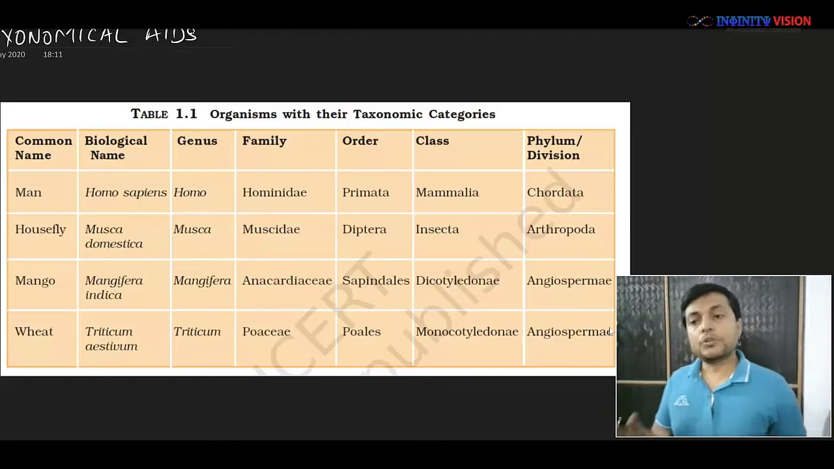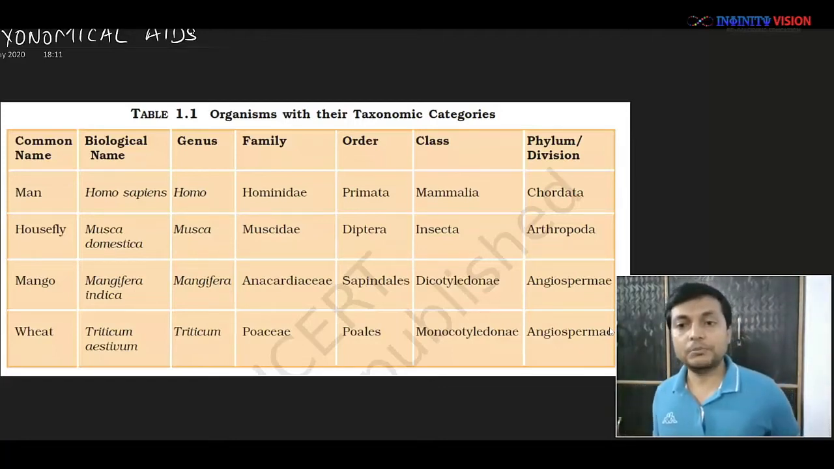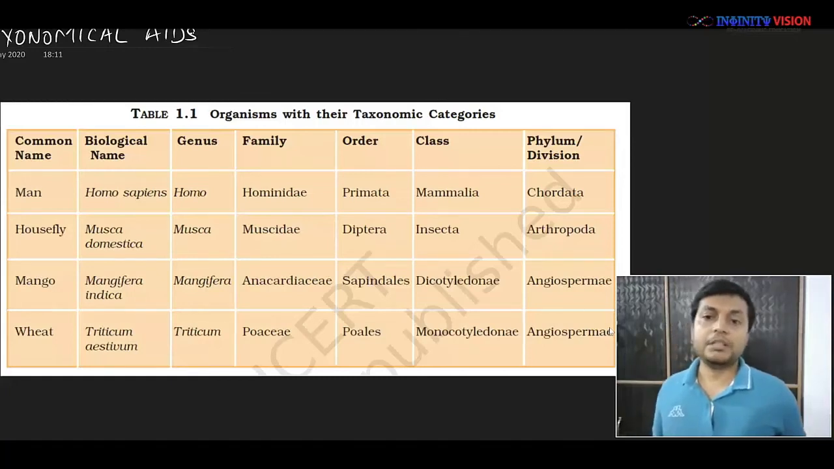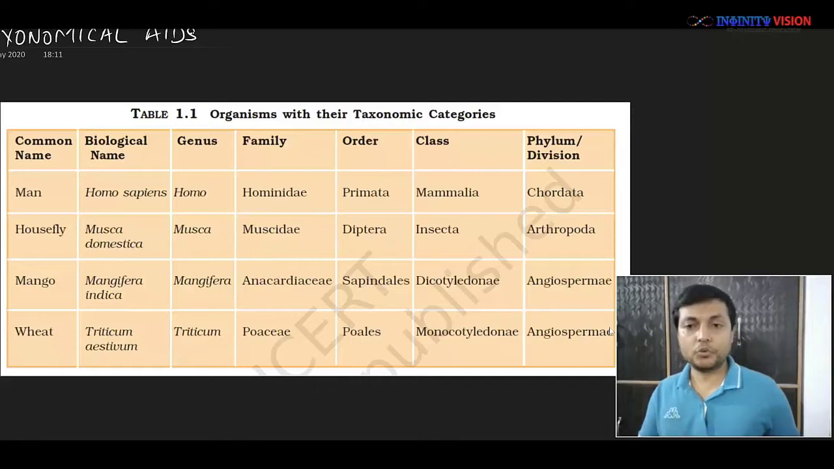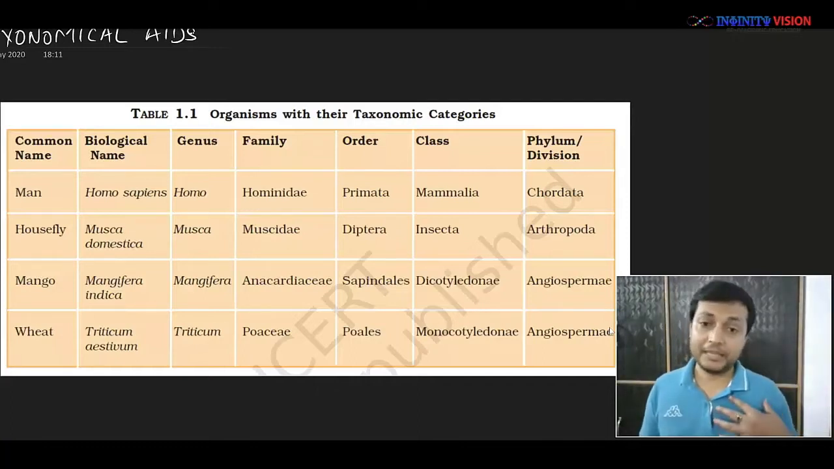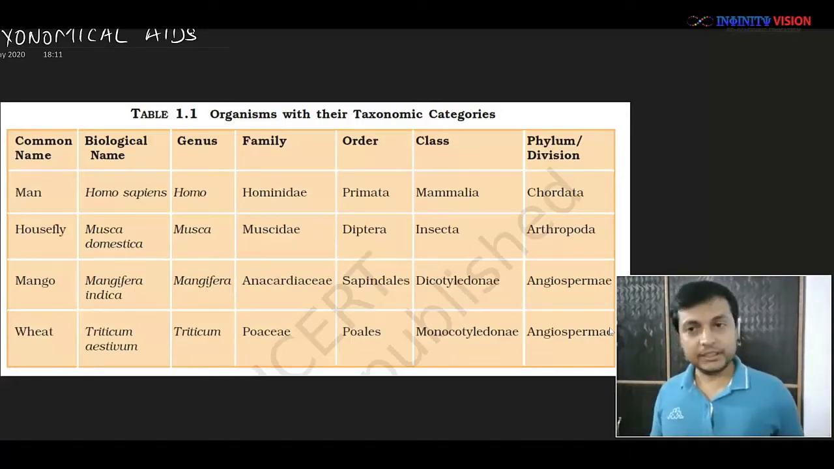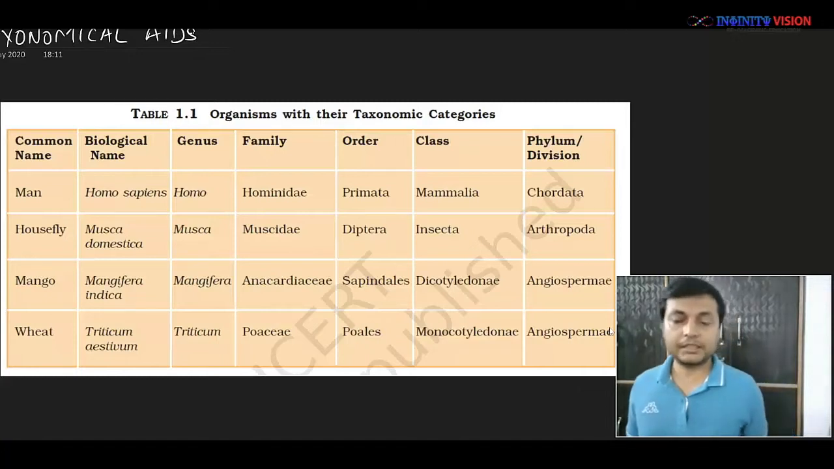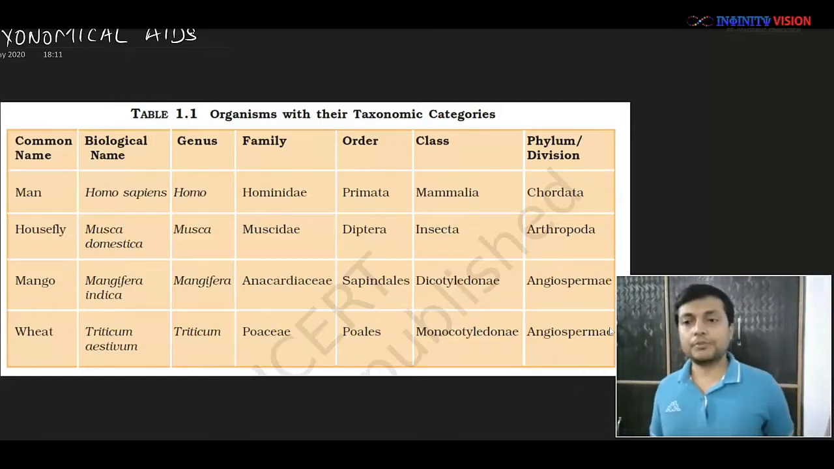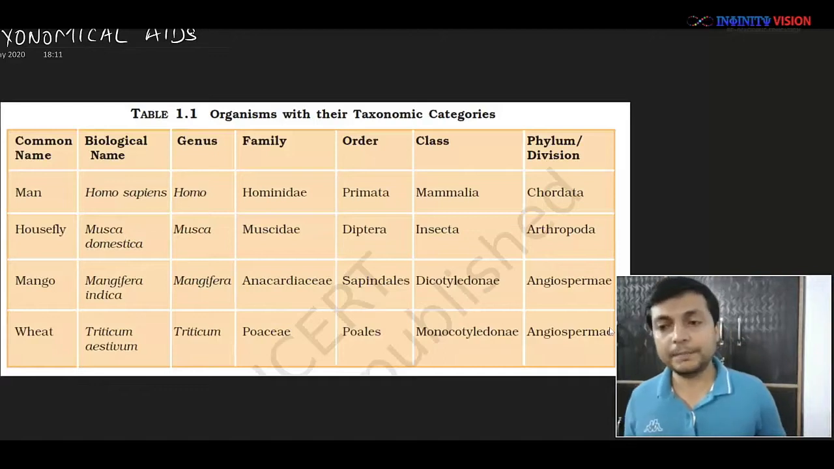I know most of you will know the biological name Homo sapiens, and since you know the name, you know the genus as well, that is Homo. And since you know the genus, the family is easy to remember because the family is Hominidae. The genus is Homo, the family is Hominidae. The order is Primata because we are primates. Class is Mammalia, phylum is Chordata, and the kingdom is Animalia. So for humans it is quite easy.